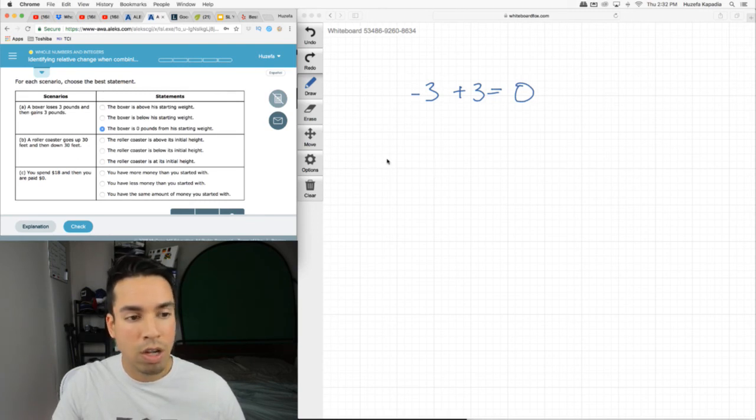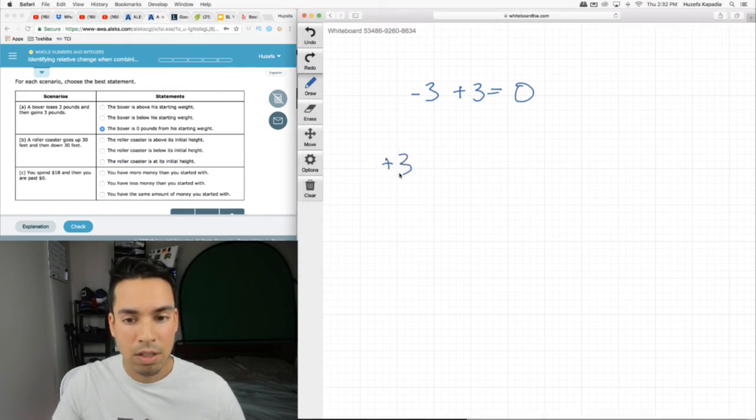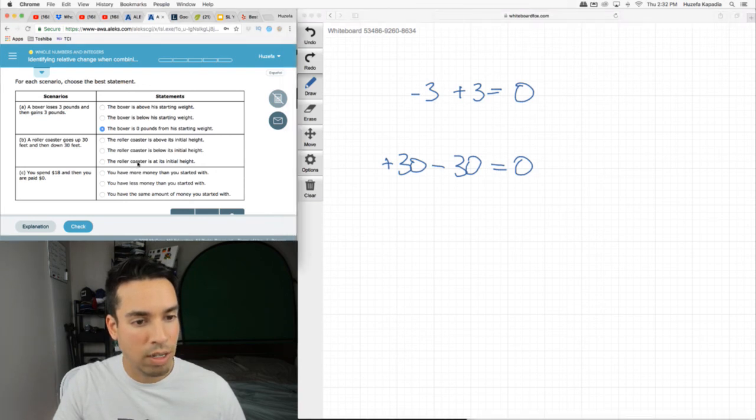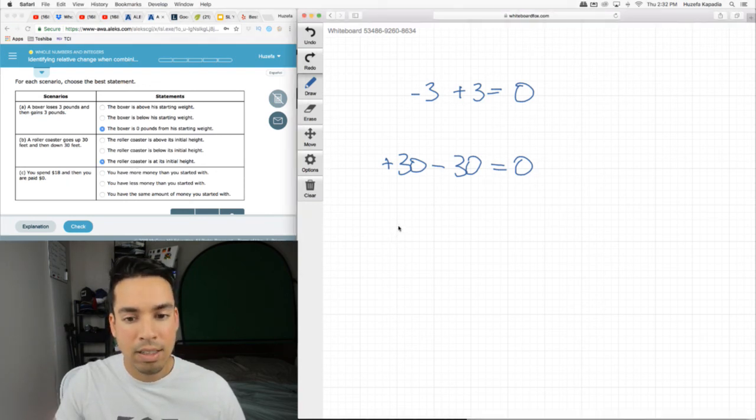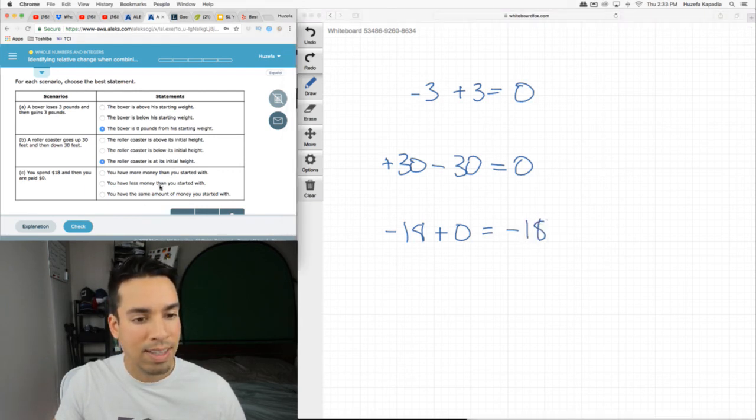A roller coaster goes up 30 feet and then down 30 feet. Where are we at? We're again at 0, so there's no change. The roller coaster is at its initial height. You spend $18, so we're losing 18, and then you are paid nothing. So we're at negative 18. We're at a negative value, which means you have less money than you started with because we've lost money.